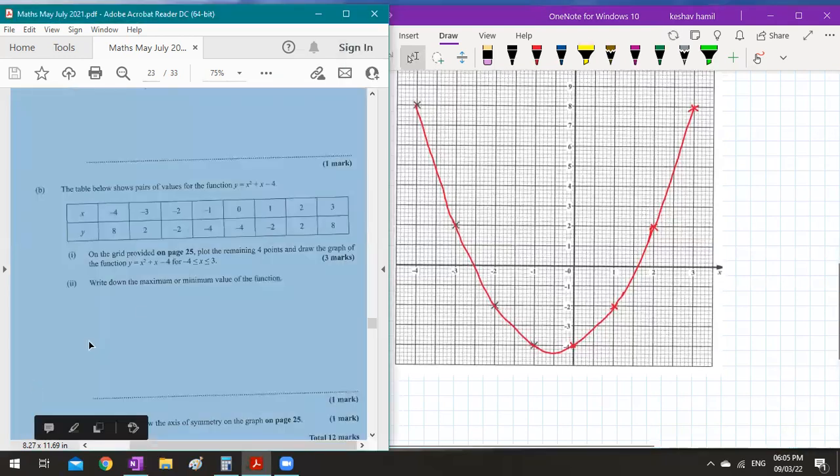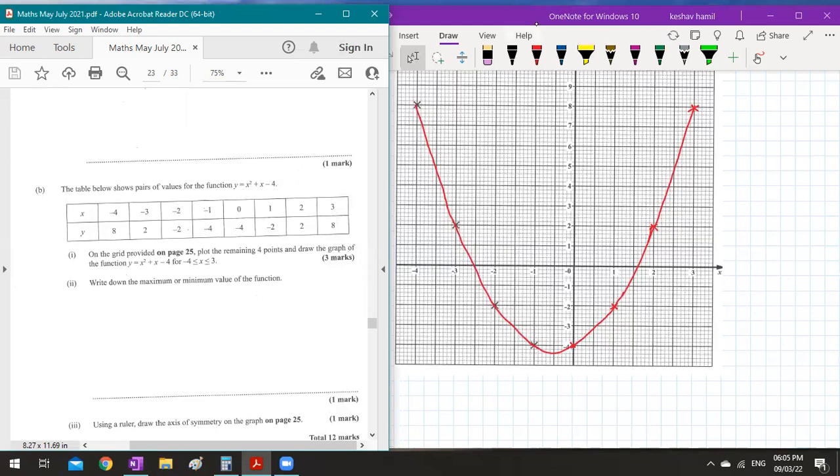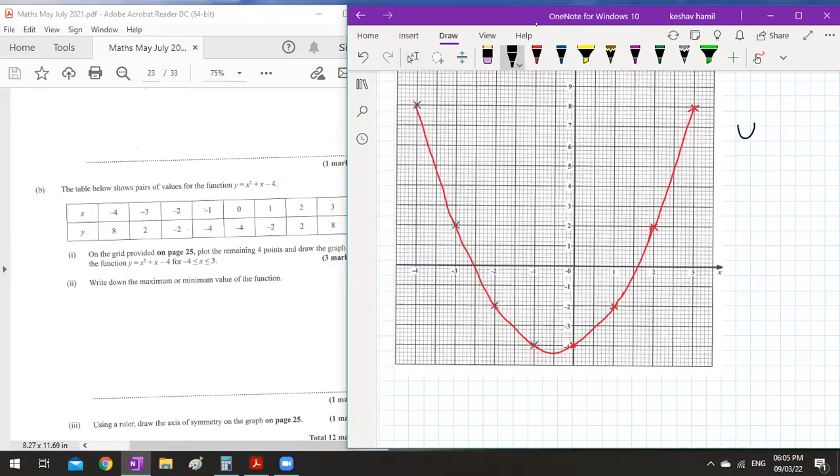And part 2, write down the maximum and minimum. Now, we have a U shape, so it's a minimum point. If you had an N shape, it would have been a maximum point. What they want is the turning point. So that will be here, right? So the minimum value is a y value, which in this case looks like -4 point.